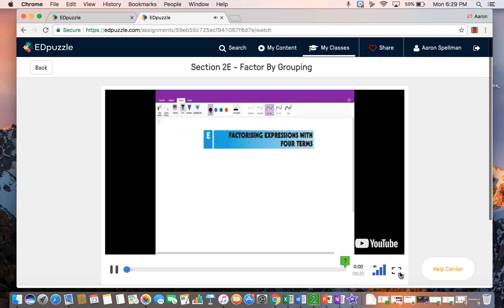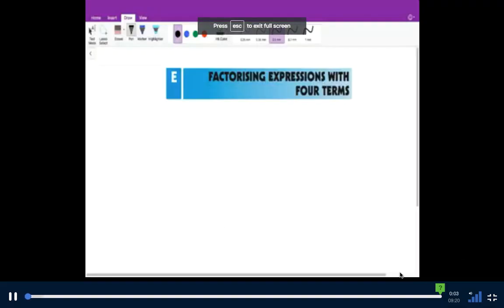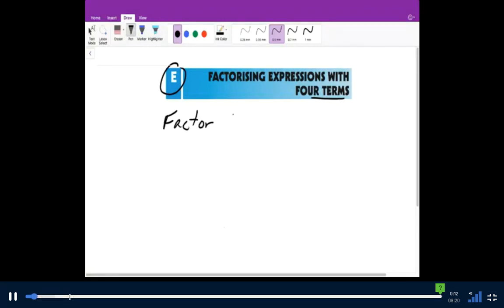All right, now we're going to move on to the next section, and this is section E, and it's called factorizing expressions with four terms. We're going to refer to this as factor by grouping. Now, the one key thing I want to make sure that you guys understand is when you're going to do factor by grouping, the important thing is that it needs to have four terms.